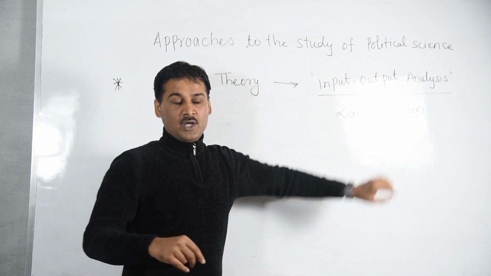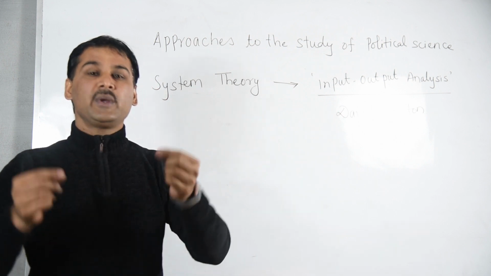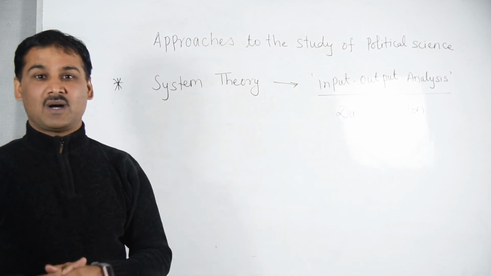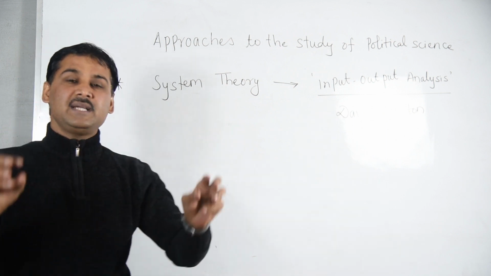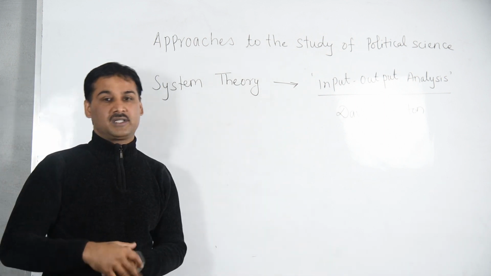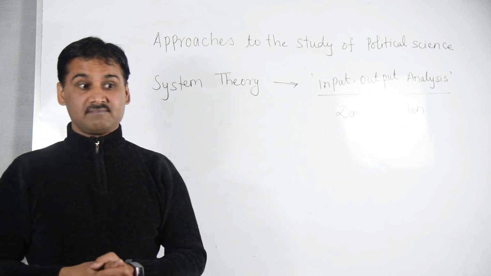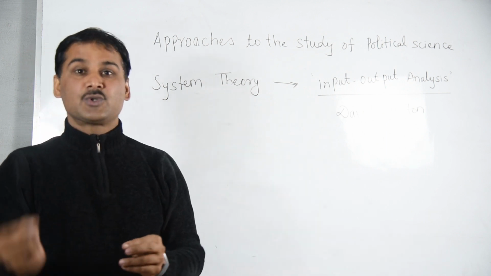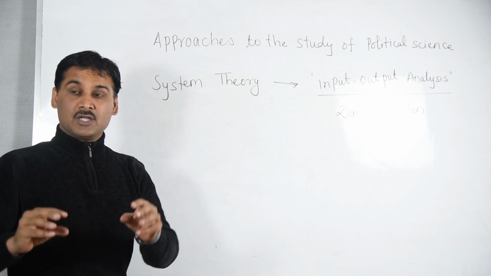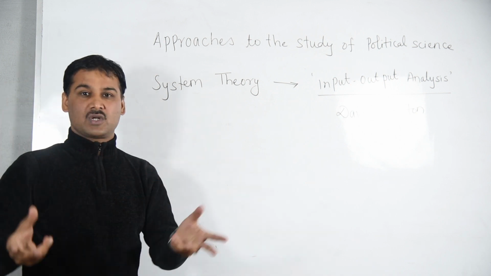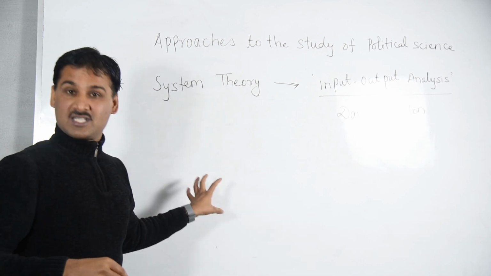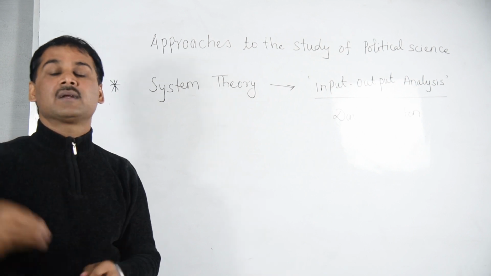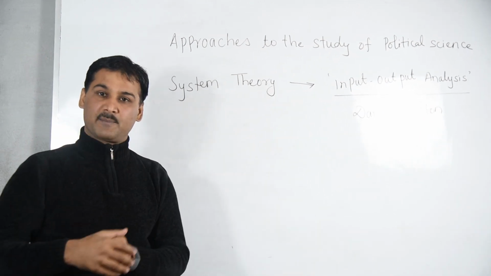analysis by David Easton. Whenever we discuss the study of political science, I would like to take you to the scenario right after the Second World War, when socio-economic, political, and structural changes happened in the realm of political science. Political science, just like other academic subjects, tried to bring in methods to apply. Among them, the methods used in natural sciences were adopted in social sciences as well, and most particularly in political science. That is what we generally call the behavioral revolution or behavioral approach in political science.